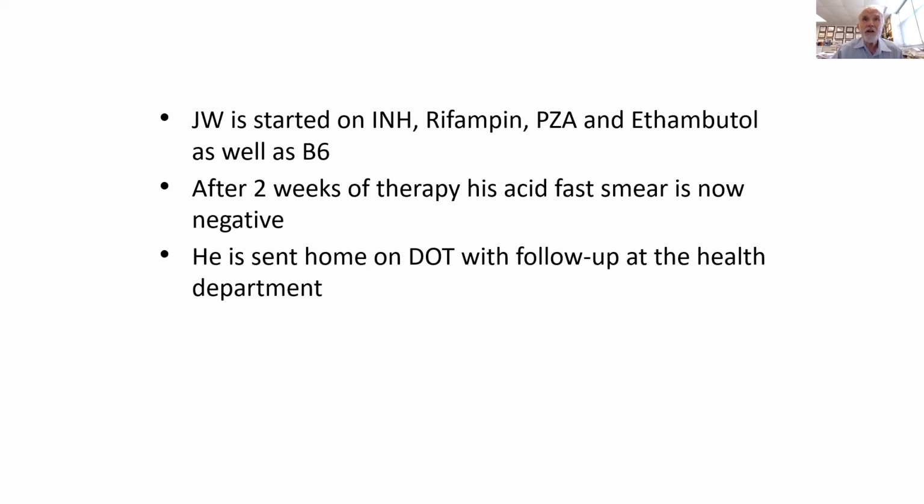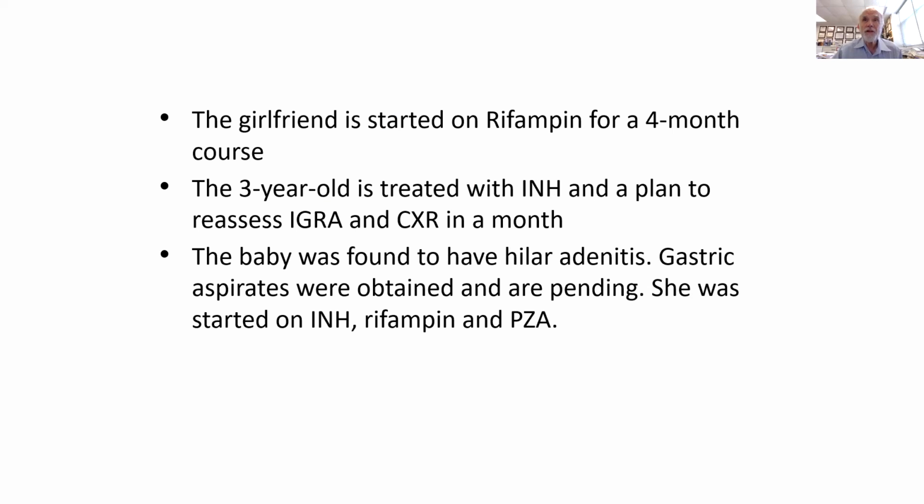So JW was started on INH, rifampin, pyrazinamide, ethambutol, as well as B6 for neuropathy. Now, after 2 weeks, his acid fast smear is negative. He can take it out of isolation. He is sent home and to follow up at the health department. Next slide. The girlfriend was given rifampin for latent TB and is put on a 4-month regimen.